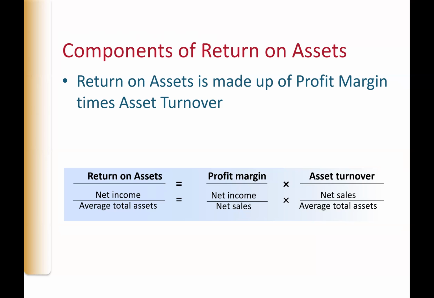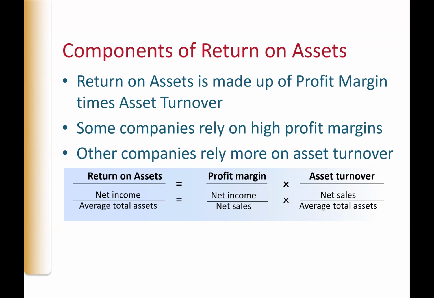Return on assets is made up of profit margin times asset turnover. Profit margin is your net income to sales. Asset turnover is your net sales to average total assets. Do you see, guys? If you took out the net sales piece on each side, you've got the net income divided by average total assets.